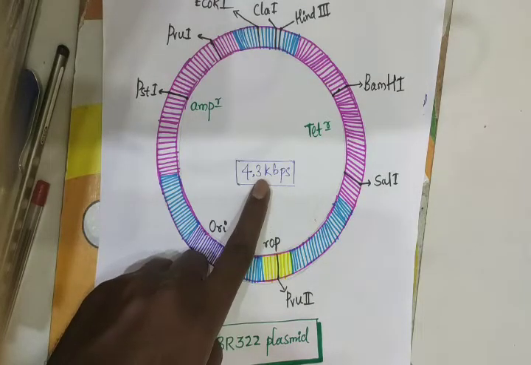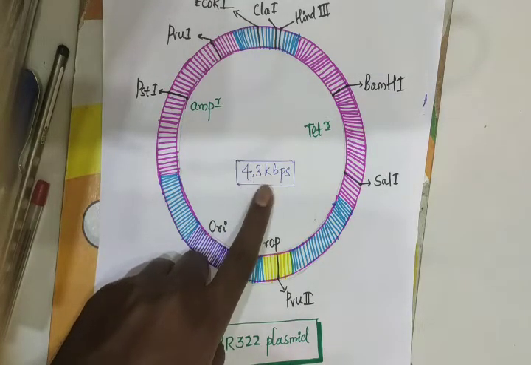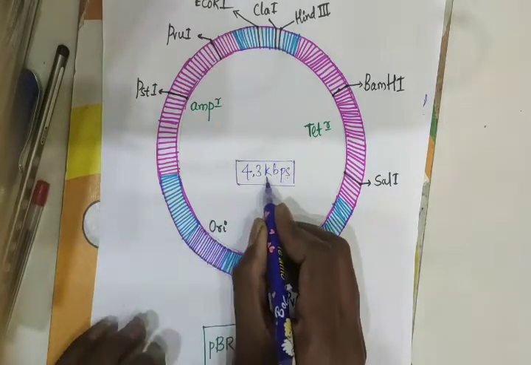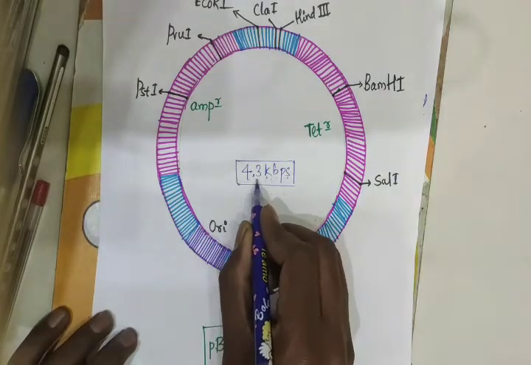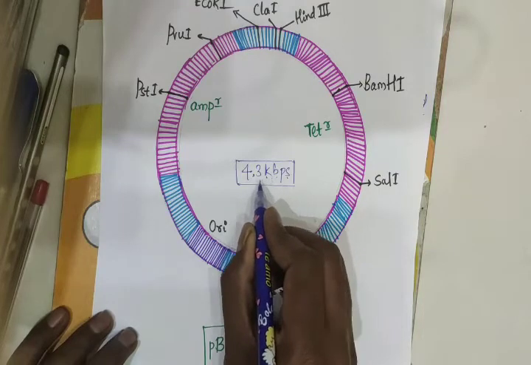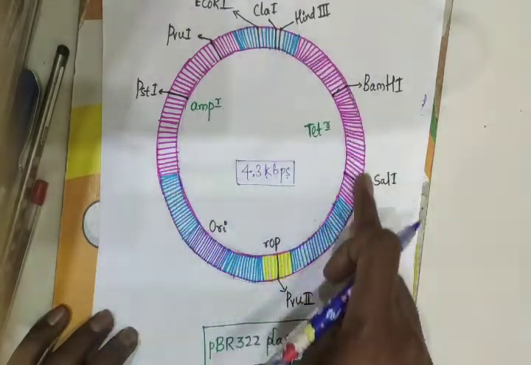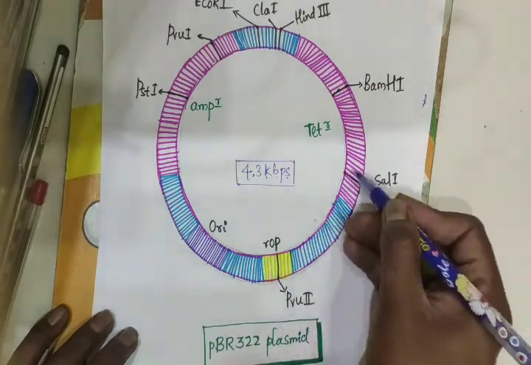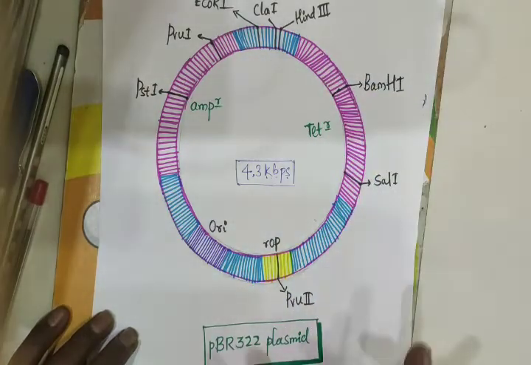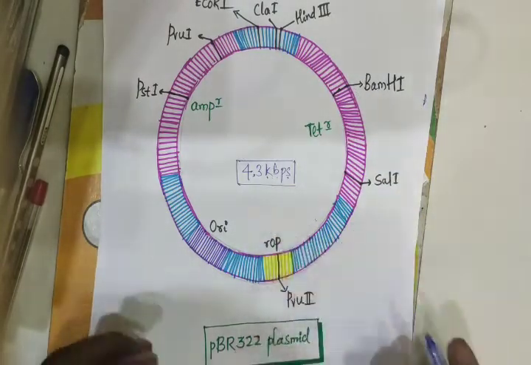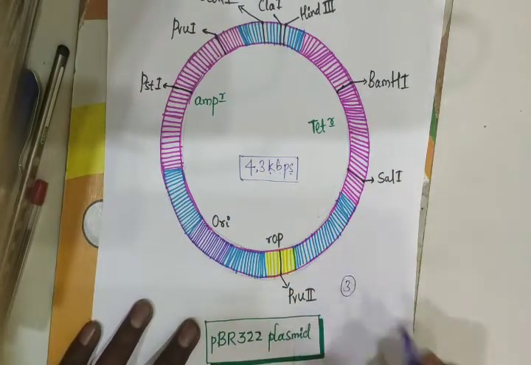4.3 kilo base pair means, kilo base pair means 1000 base pairs. 4.3 kbps means 4300 base pairs are present in this plasmid. How many base pairs? 4300 base pairs. This is the size of this plasmid. Just I told you, the plasmid should be having, and this plasmid is made up of mixing three different plasmids.